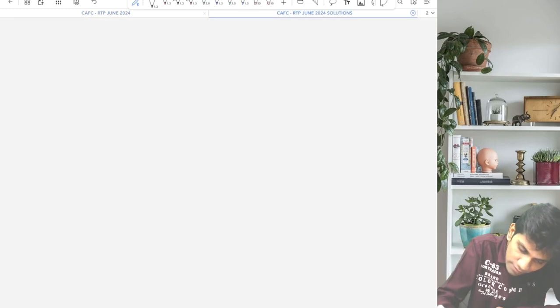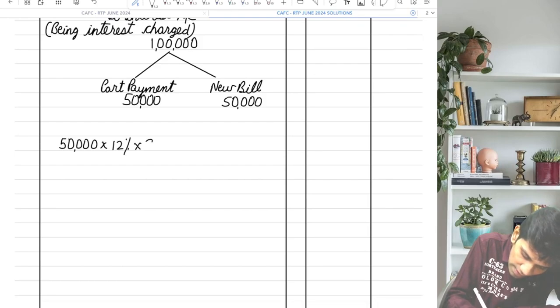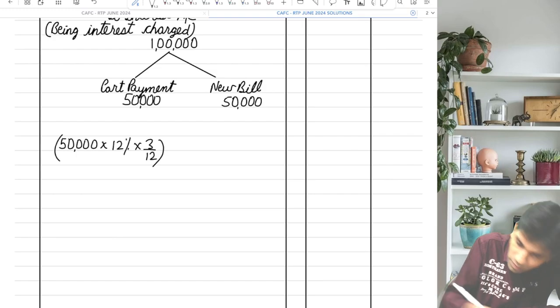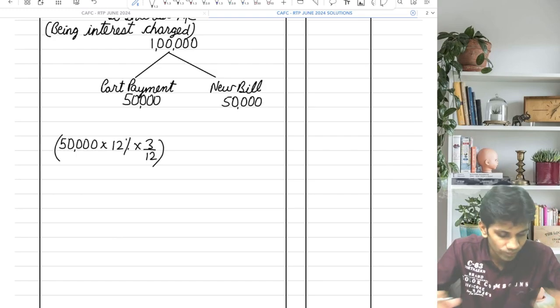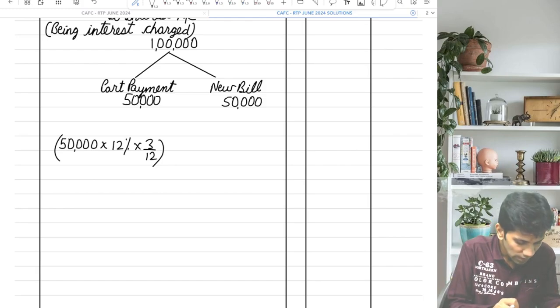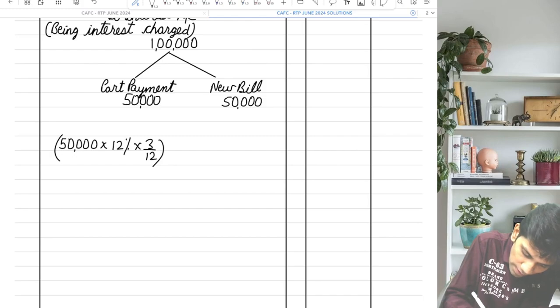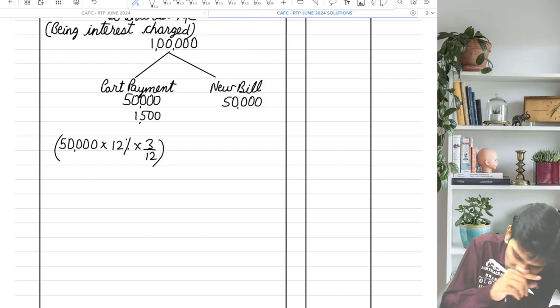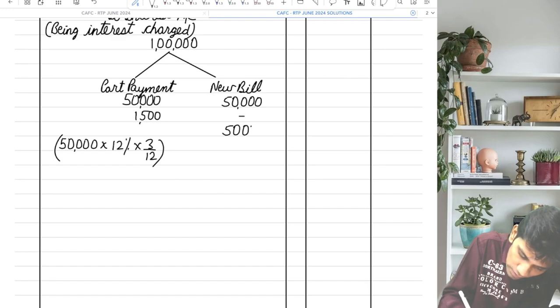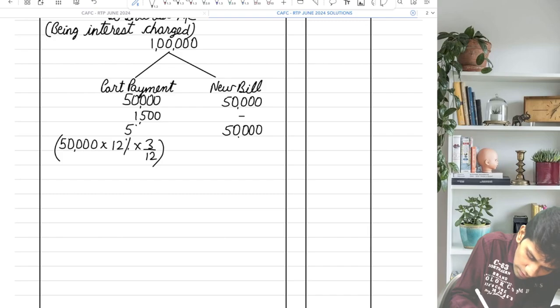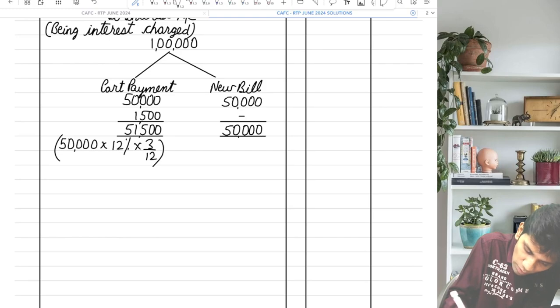What is the rate of interest given? 12% per annum, and for 3 months, so 12%, 3 by 12, so 50,000 into 12% into 3 divided by 12. This comes to 1,500, and interest as mentioned is coming with part payment. So this is how it works. So my part payment amount will be 50,500. My new bill amount will be 50,000.